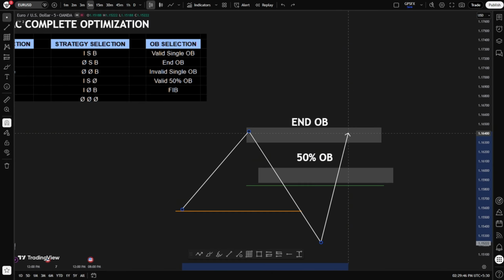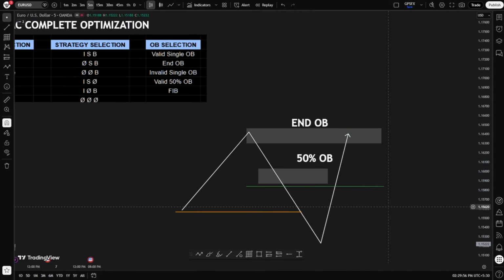So when the market breaks this order block and goes to the extreme order block, usually this is where you'll get some rejections. This is where the market will try to go down and use a breakout structure. So the second best order block to trade is extreme order block. The third best to trade is invalid single order block. As you guys already know, this is valid single order block and this is invalid single order block, which means that in invalid single order block, the breakout structure is not caused by this order block.